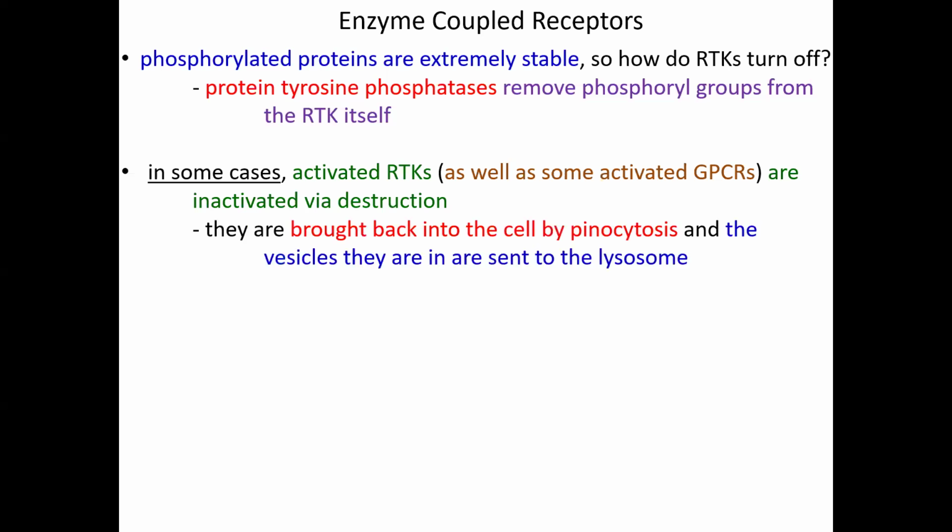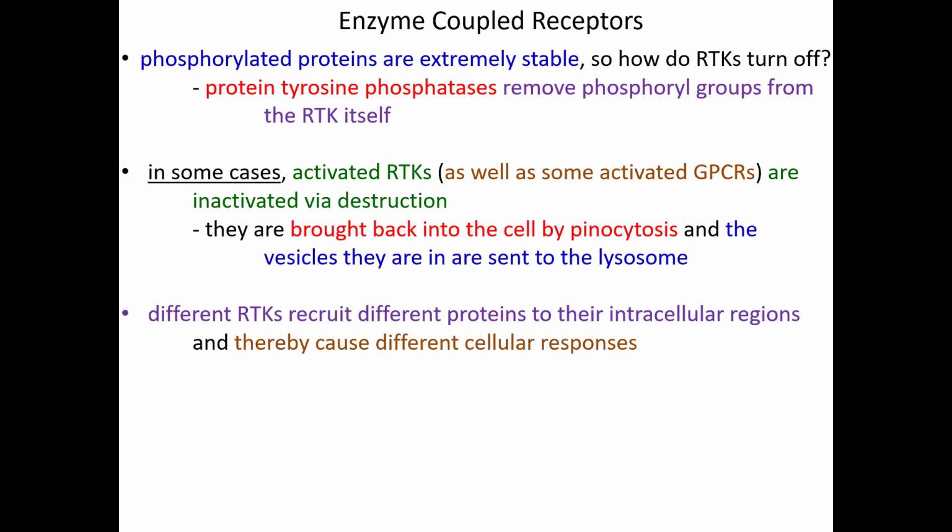In some cases, activated receptor tyrosine kinases, as well as activated G protein coupled receptors, are inactivated through destruction. They're targeted for destruction by getting certain chemical groups added to them. They're chemical groups called ubiquitin, if you're interested in the details. And once a protein is ubiquitinated, it's going to be brought back into the cell through pinocytosis. The vesicles that contain those membrane proteins are going to be sent to the lysosomes. And of course, the lysosomes will digest them down into amino acids for recycling.